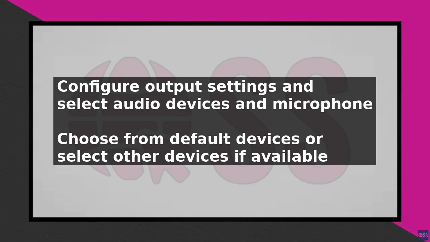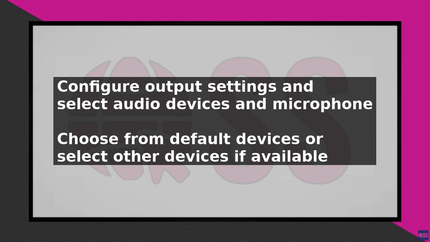Once you've set up your audio, proceed to the Sources section. To add a source, tap the plus icon and select the type of source you want to add, such as game capture or window capture. If you want to stream your entire screen, select Display Capture. After adding your source, you can preview your stream.